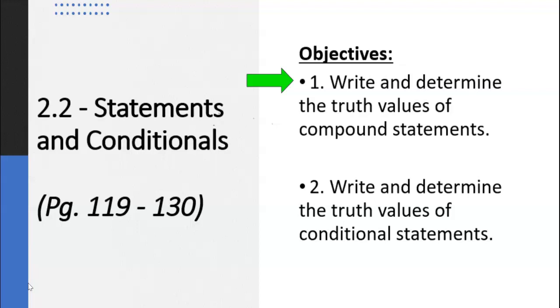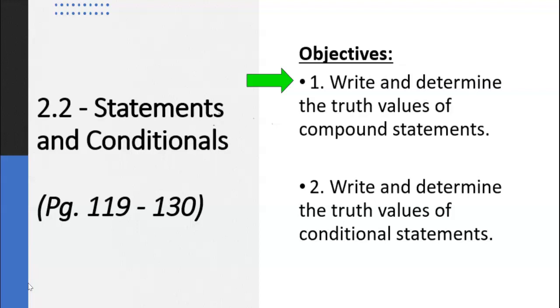It can be found on pages 119 and 130 in your text, or in the note sheet which you're filling out right now. Writing and determining the truth values of compound statements is what's going to be taken care of in this video, hence highlighted by that arrow. And in the second video, we're going to write and determine the truth values of conditional statements. So the two videos are going to be split in half. The second one might be a little bit longer because there's a lot more notes that go with it.